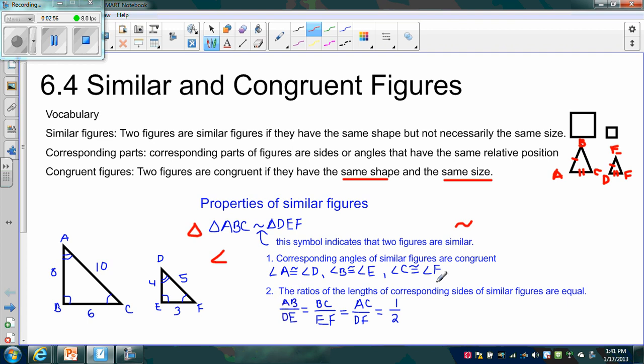Now, when we do the length of a side, which is different, we're talking about from A to B being related to D to E. So the ratio of AB to DE, 8 to 4, is the same thing as BC to EF, and AC to DF. They all equal 1/2. So we can use our ratios to figure out how the size of this figure compares to the size of this. In this case, this is double the size, because each side is double the length of the smaller one. This will become more clear as we do some problems.